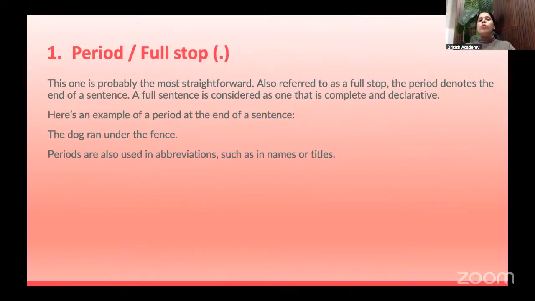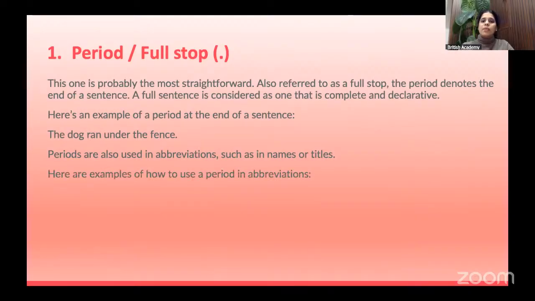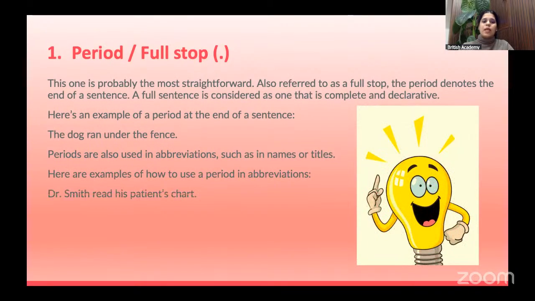They are also used in abbreviations, such as in names or in titles. Here are some examples. Dr. Smith read his patient's chart. If you see over here, we have put a dot to show Dr. Smith. Now, Mr. H. Potter opened his front door.